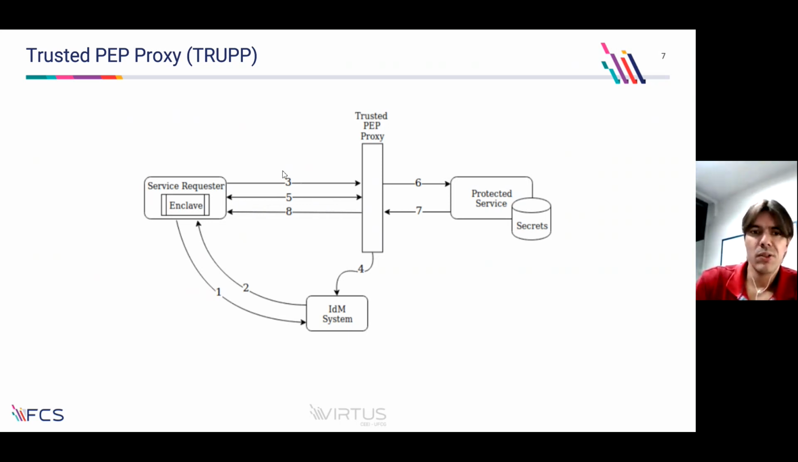Once the attestation process is concluded, if it's successful, it means that the service requester really runs inside a trusted execution environment. So it will be capable of protecting our data during processing. The request is forwarded to the protected service. The protected service responds with the sensitive data, which will be processed inside the enclave in the service requester. This is our improvement to the policy enforcement proxy.